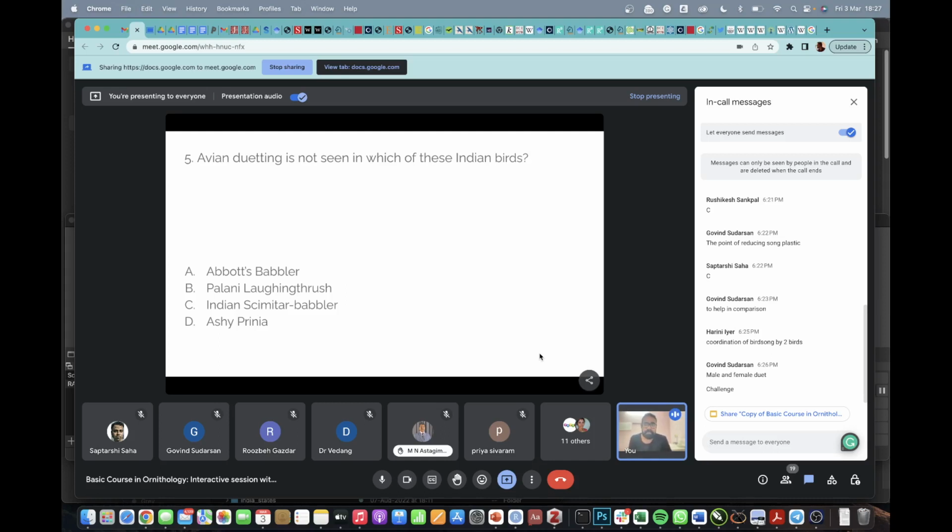Anyway, avian duetting is basically a male and a female. There is a song, and one part is started by a particular sex, and the other part is finished by the other sex. Currently, it's said that the male is the one that starts, but for a lot of birds, it's not known which sex is actually starting the song.